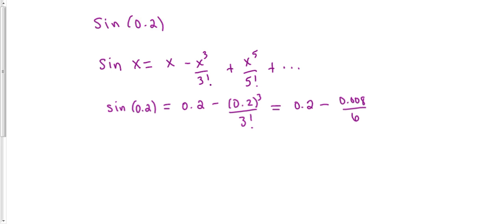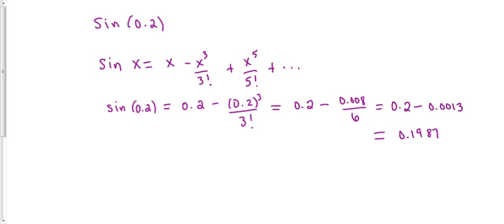Now, maybe you have that simplified calculator so that you could do 0.008 divided by 6, or in the worst case scenario, that is actually long division that you could do yourself, but it's equal to about 0.0013. And when we do that subtraction, we get 0.1987.